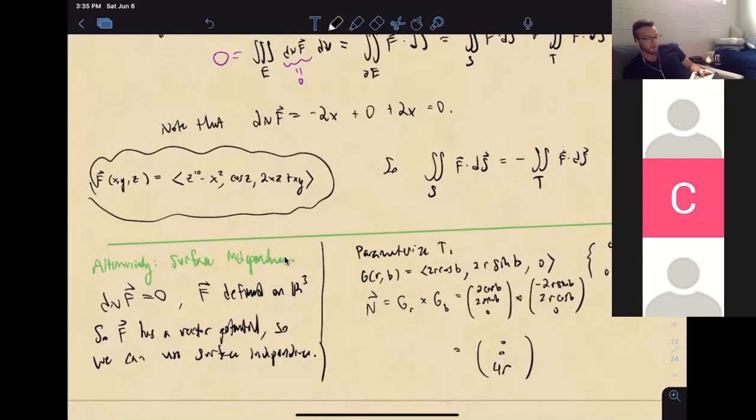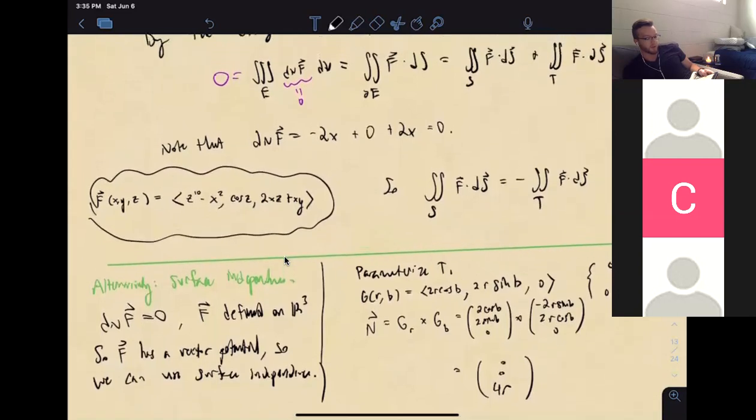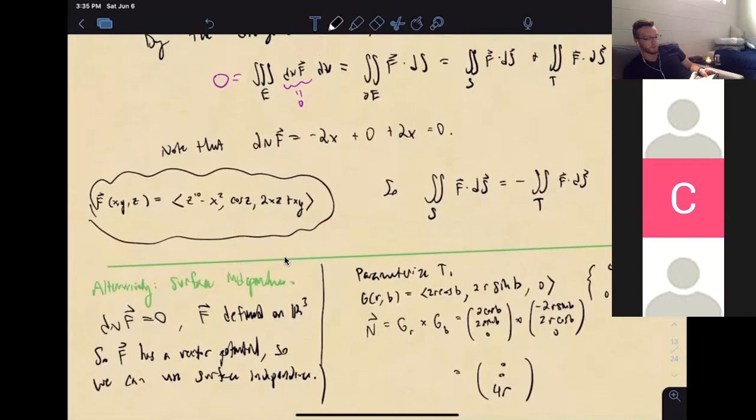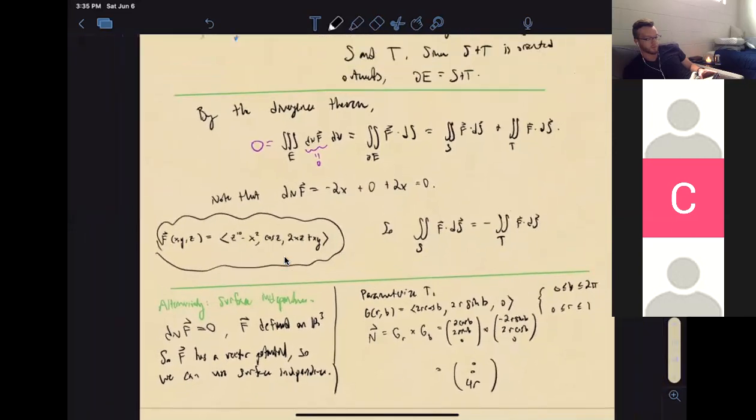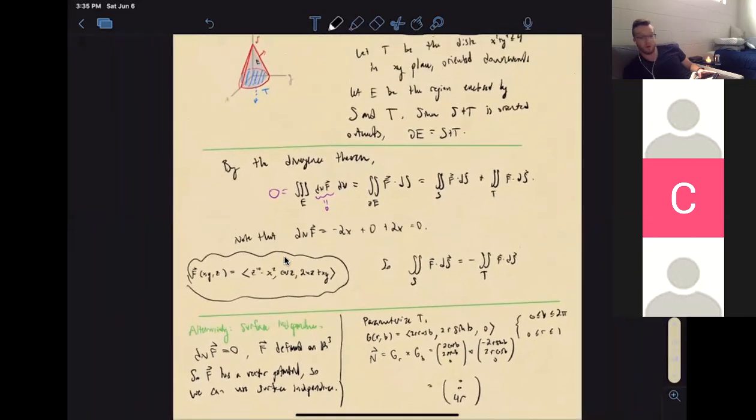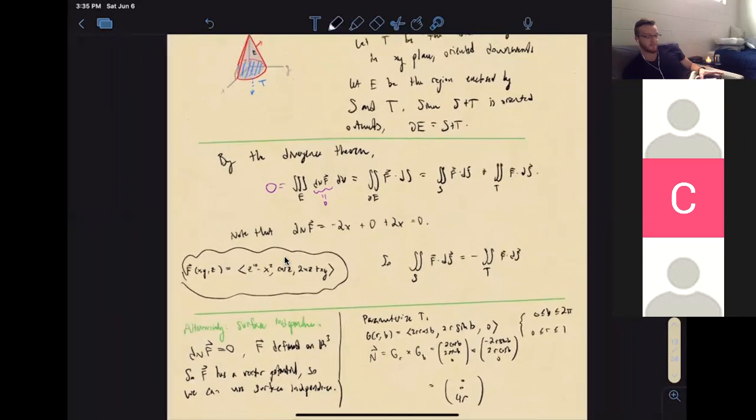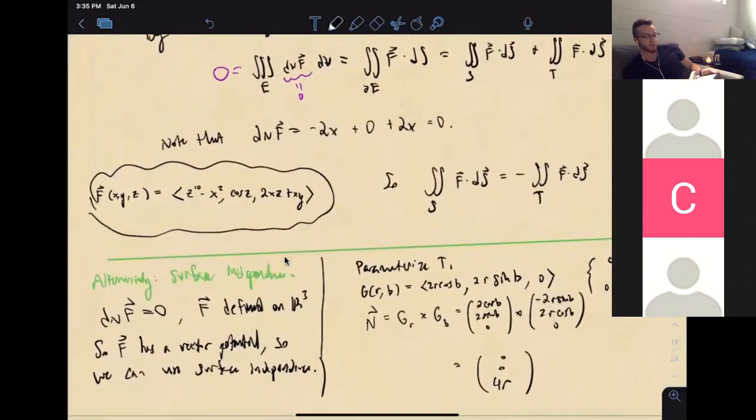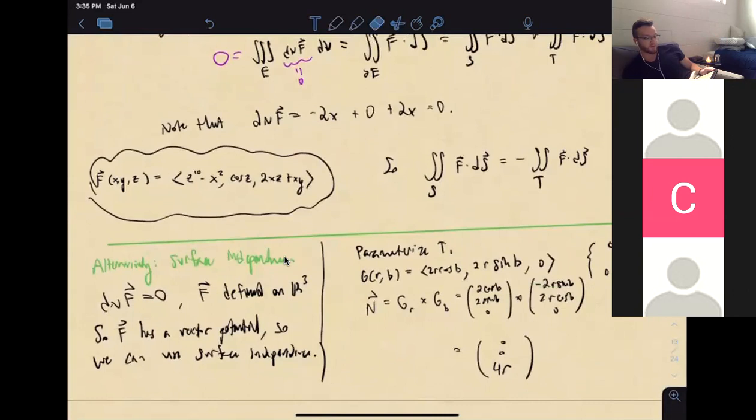Question, is this oriented correctly? No, it's not. The vector 0, 0, 4R points up, and we decided to point the normal vector to T down. So that means I've got to change the order of my parameters. I'll do this in post. Rather than copying down, I'll just switch them.